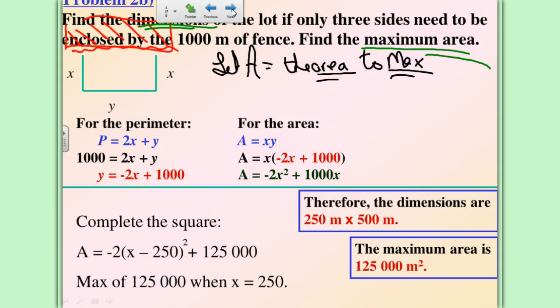And so the maximum area now, we can have a much bigger pen. Notice we had 62,500. We've doubled the area of our pen by only having 3 sides. So it makes a big difference, obviously, right?